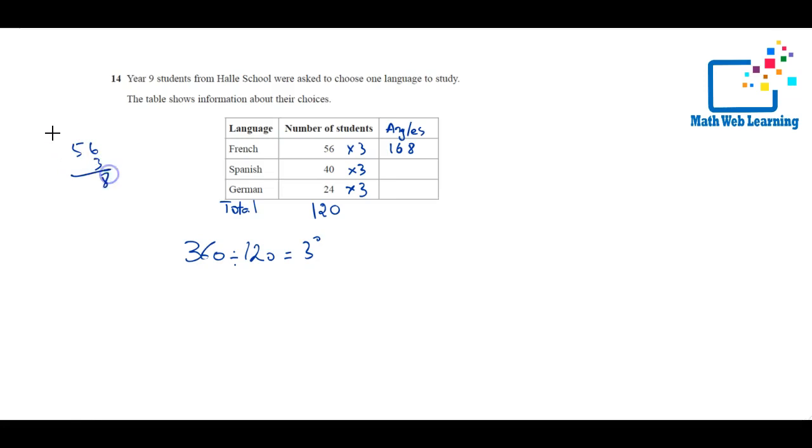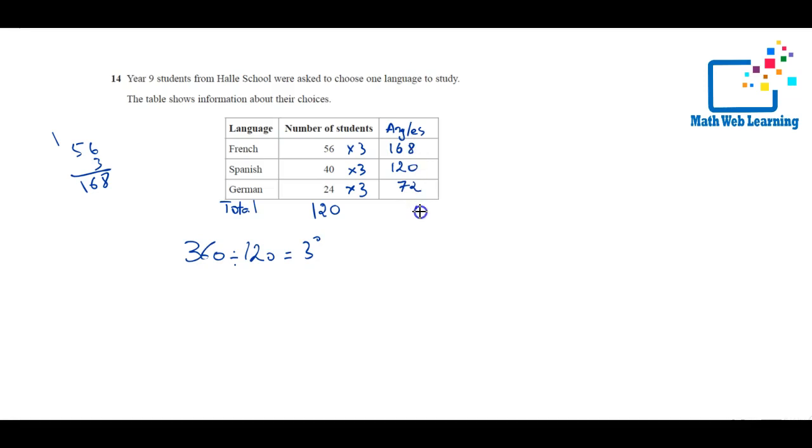Right, 18, 15, 16, that's right. The second one is 120, and this one is 72. You need to double check by adding all these angles. They should add up to 360. So go ahead and do that.